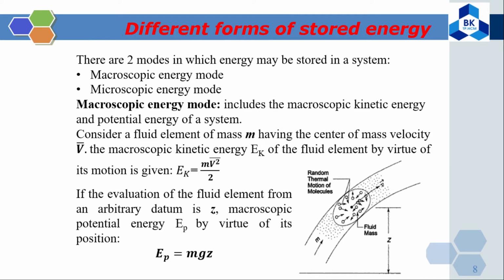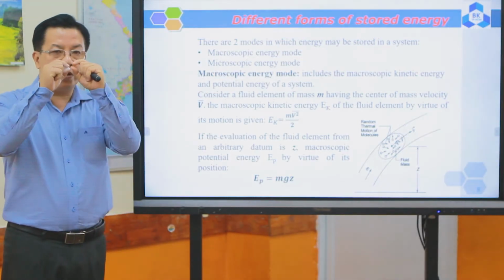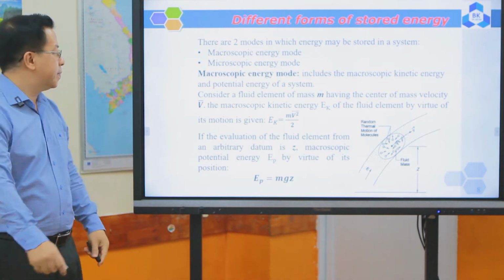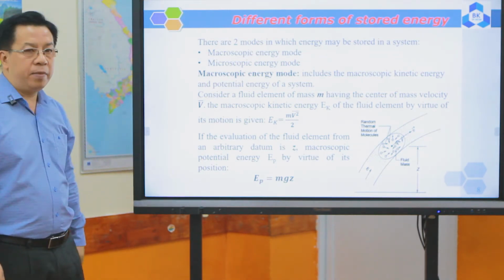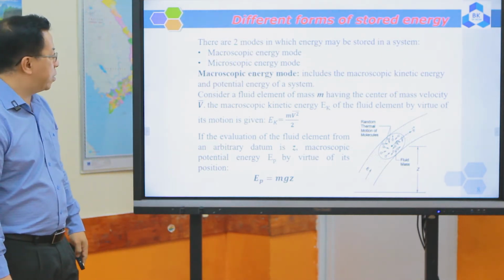Now, we go into the different forms of energy storage in the system. There are two modes in which energy may be stored in the system. It may be stored in the macroscopic energy mode, or it can be stored in the microscopic energy mode. You know, macro is something big, and micro is something very tiny. So we call them macro and micro.